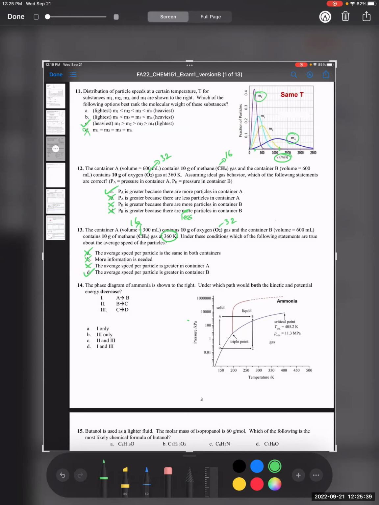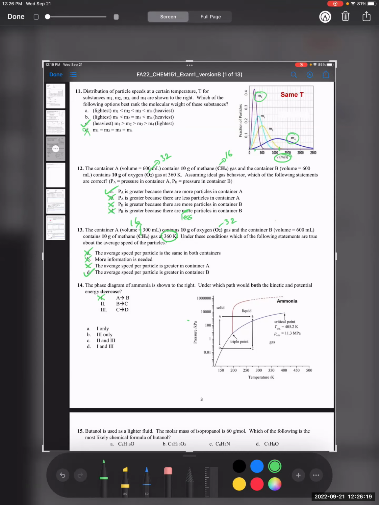All right. So let's go to question 14. The phase diagram of ammonia is shown to the right. Under which path would both kinetic and potential energy decrease? Okay. So we have options A to B. When you go from A to B, you are increasing temperature. Therefore, the kinetic energy increases. Therefore, that is out. And also, you can see that we are going from solid to liquid. Therefore, we are going from strong attractive interactions to weak attractive interactions. So potential energy increases as well. So that is out.